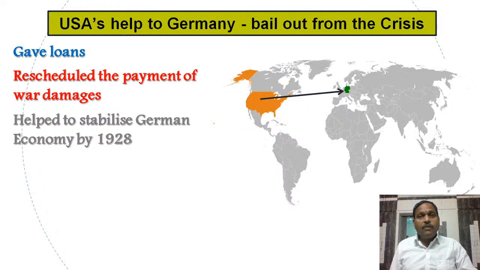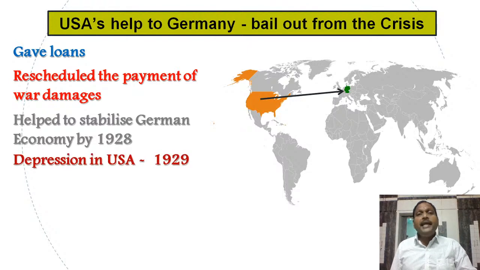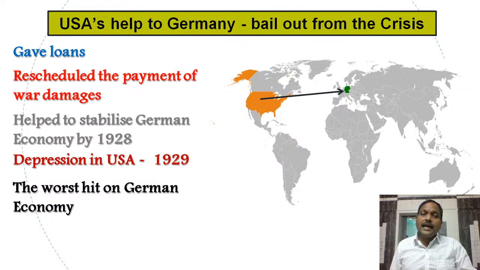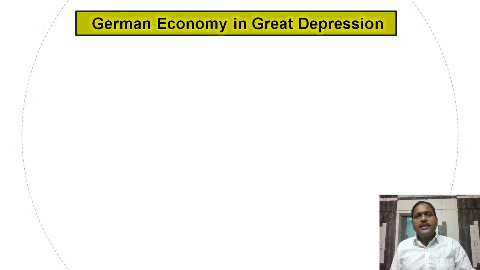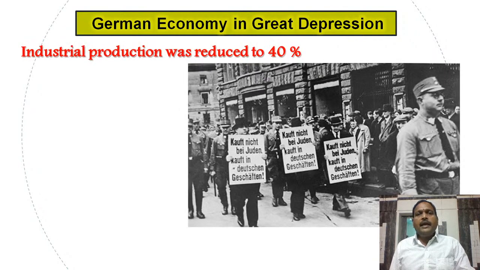But in 1929, what happened to America? There was a great depression in the USA also. So the USA was unable to assist Germany at that time. The German economy was worst hit by the Great Depression. What will happen if the Great Depression hits it? Here are the situations that occurred in Germany.